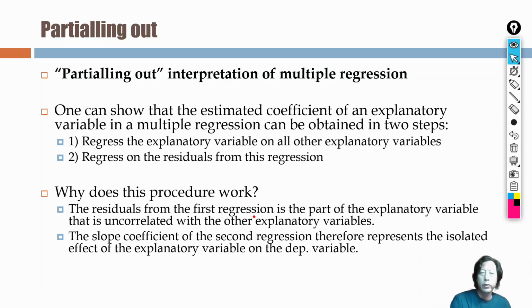So residuals from the first regression is the part of the explanatory variable that is uncorrelated with the others. So we are taking out only the pure part. What I mean by pure is that some part can be explained by the other variables, so we can take that part out, leaving only the pure x1 part. And then if you calculate that coefficient, it should be the same. So this is like an isolated effect of that variable.